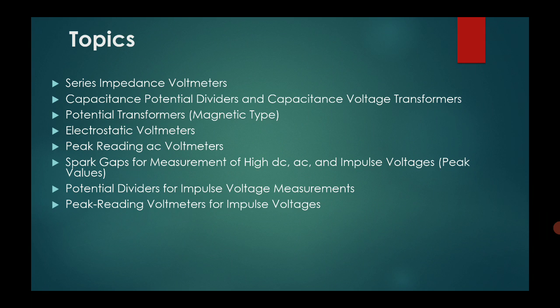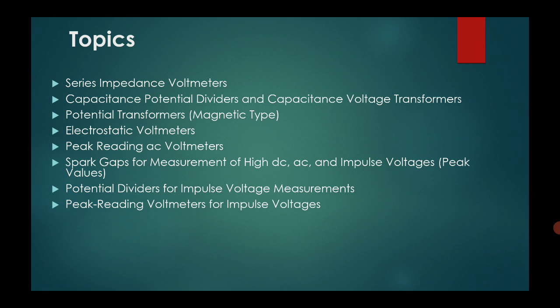There are several topics which we are going to cover here. One is series impedance voltmeters. Then we have capacitance potential dividers and capacitance voltage transformers. Potential transformers of magnetic type. Then we'll talk about electrostatic voltmeters.